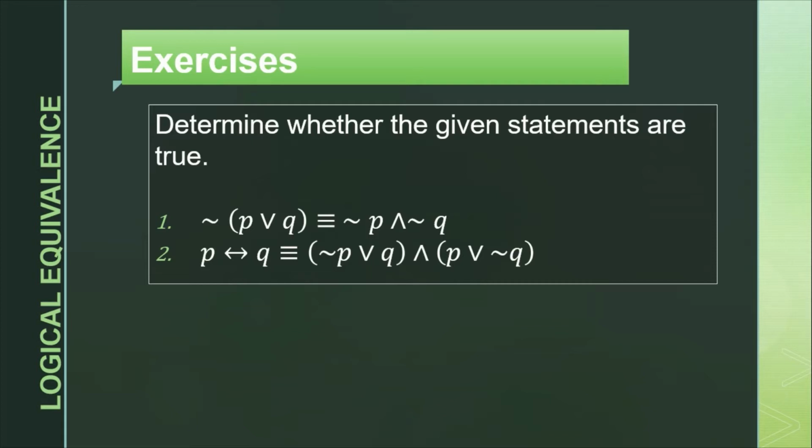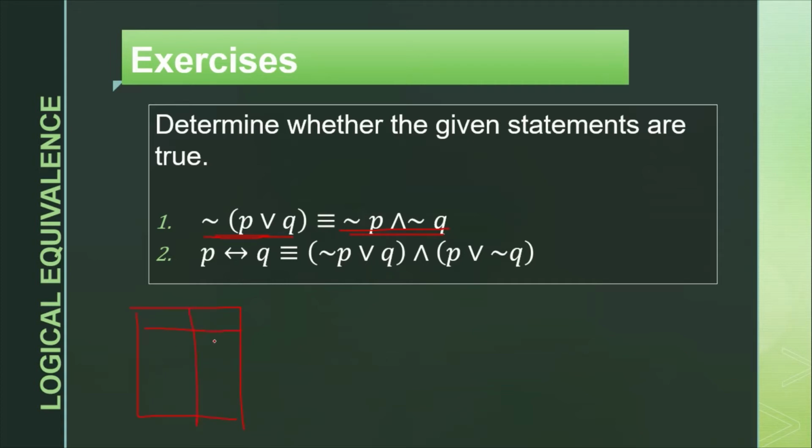So what you will do is create a truth table for the left side and another truth table for the other side. Compare the truth tables, and check the combinations. Now if you have P and Q, then not P, then this one, not Q. Check their combinations.